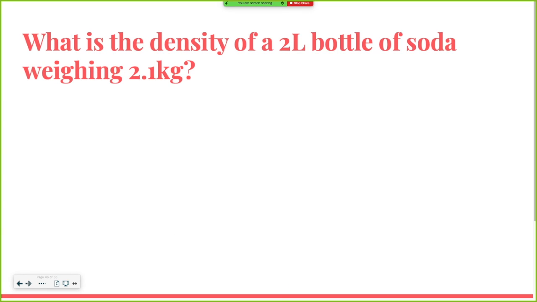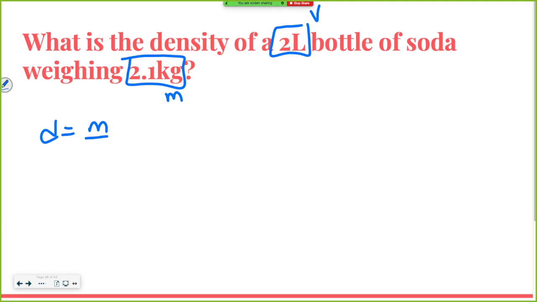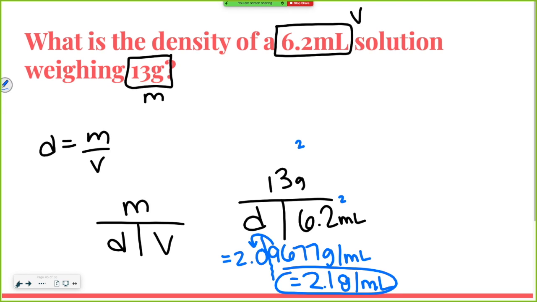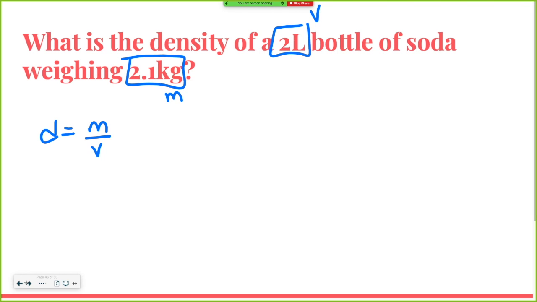All right, what is the density of a 2-liter bottle? Liters measures volume, of soda weighing 2.1 kilograms. Kilograms is mass. Are the two, the volume and the mass, interchangeable? Yes, that's why your units are important. Otherwise, you don't know whether that's grams, kilograms, or liters, right? As long as we have our units to tell us what it was measured in.